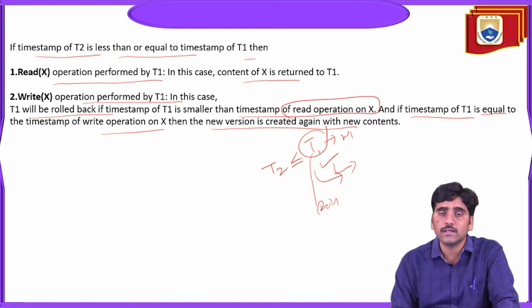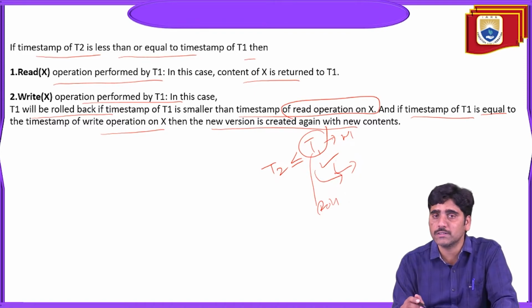So all these read and write operations are performed based on the timestamp values of transaction 1 and transaction 2. This is the way we can understand how to perform the read and write operation when a new version is created. So this is the way we can understand this multiversion scheme.